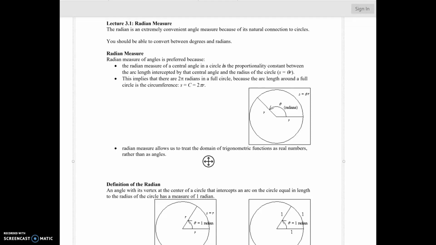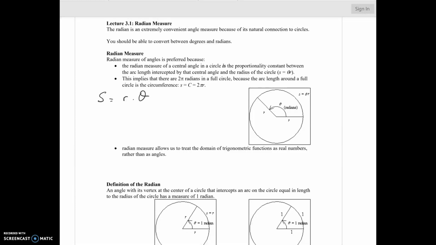Alright guys, so now we are going to talk about lecture 3.1, radian measure. The radian is an extremely convenient angle measure because of its natural connection to the circle, and you should be able to convert between degrees and radians. The radian measure of a central angle in a circle is the proportionality constant between the arc length and the radius. Basically, what you must remember is that the length S is equal to the radius multiplied by the angle.